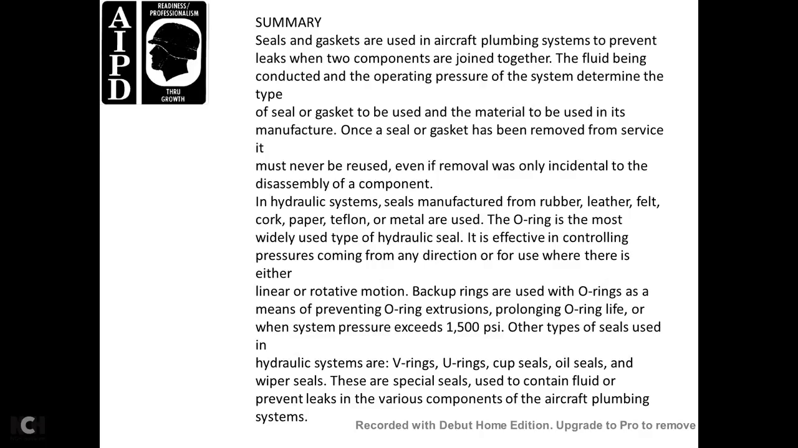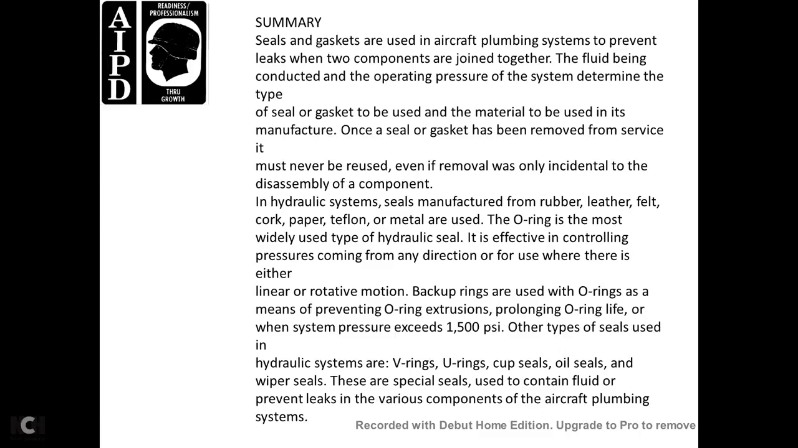Summary. Seals and gaskets are used in the aircraft plumbing system to prevent leakage between two components that join together. The fluid conducted and the operating pressure of the system determine the type of seal or gasket to be used and the material it is manufactured from. Once a seal or gasket has been removed from the surface, it must never be reused, even if the removal was only incidental to disassembly of the component.